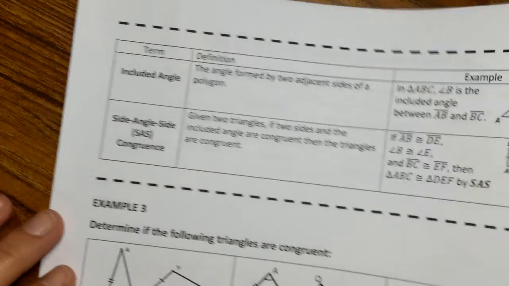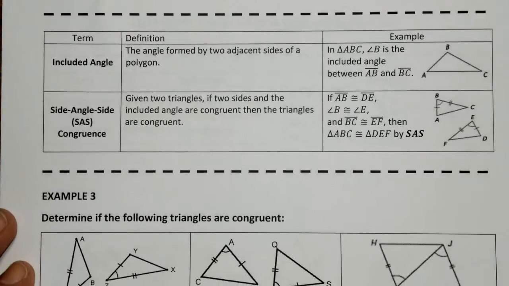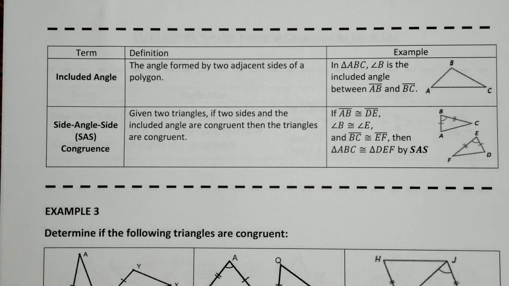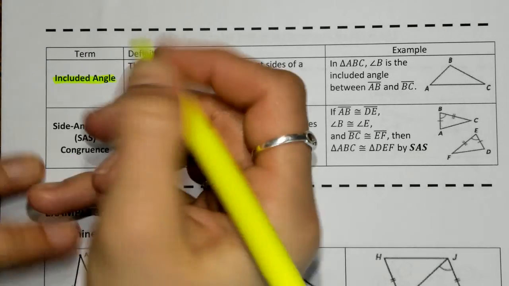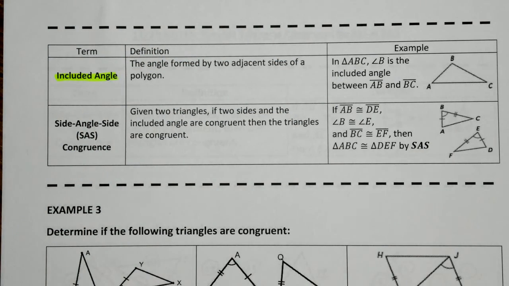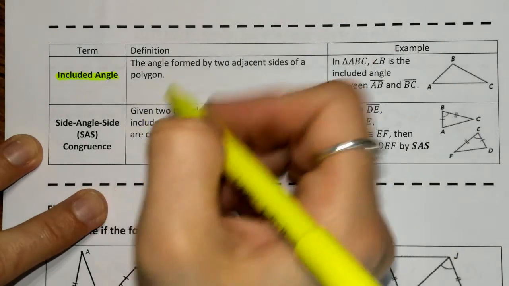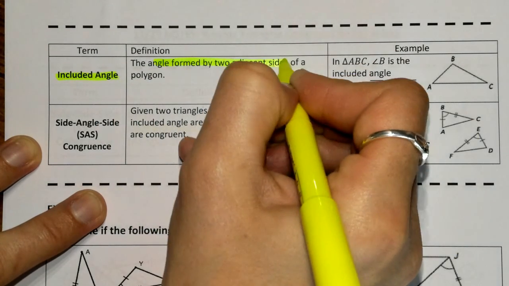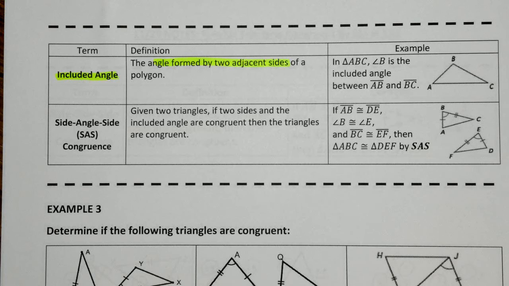Next on the list, that is your side, side, side, all three sides. In my opinion, that's pretty much the easiest one to see. Let's take a look at what is called an included angle. An included angle, so this is where I said A's and S's. This is going to be the angle that is formed by two adjacent sides. It's going to be the angle between two congruent sides.